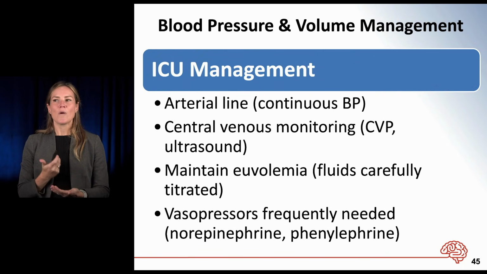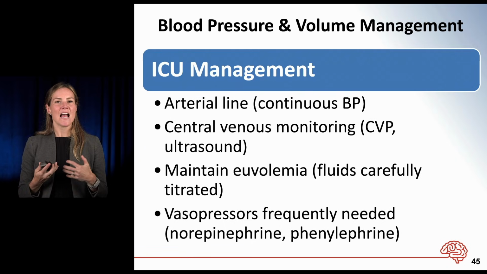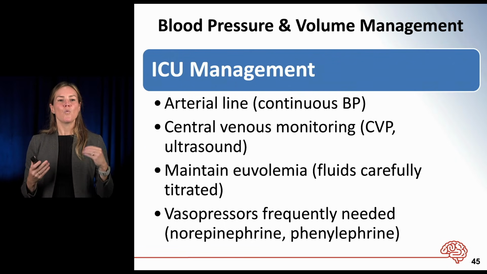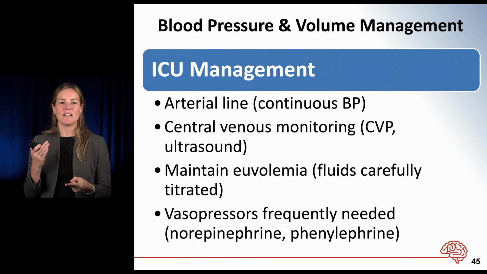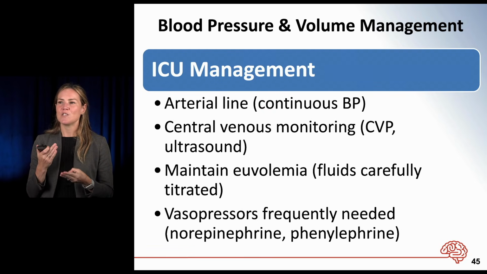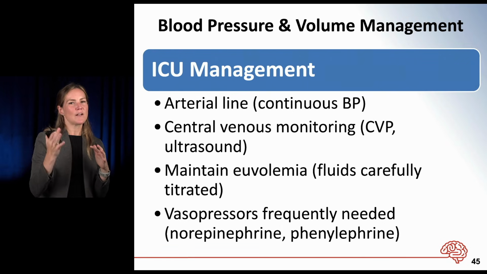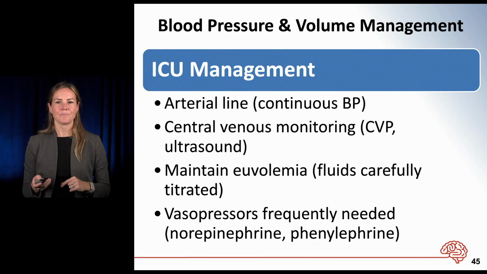So we need to take this seriously. Even though your brain sick patients may not look like your septic patients where their vitals are all out of whack, we need to be aggressive about monitoring. So that needs an arterial line, you need central venous monitoring, and you are going to aggressively titrate euvolemia. I think this often gets swept under the rug, but these patients are just as sick as our systemically sick patients, and we need to treat them aggressively.